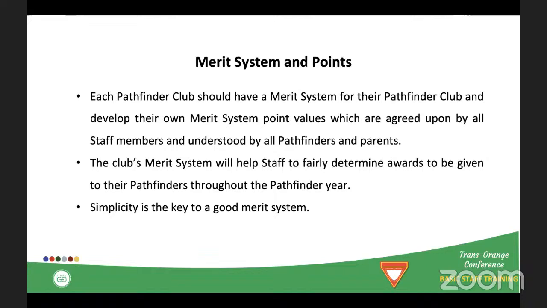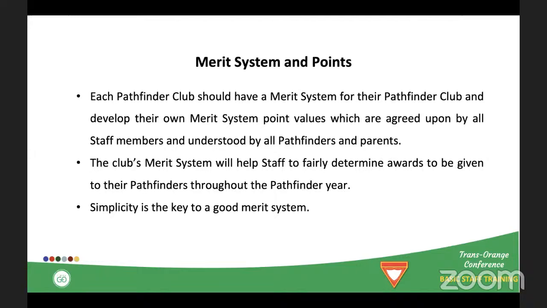So the merit system for one church may not be the same as for the other church. It is determined by the club leadership at that particular church. The club's merit system will help staff to fairly determine hours to be given to their Pathfinders throughout the Pathfinder year. Because you are not developing this merit system alone as a leader, you are working with your leaders, your Pathfinders, and your parents, then it becomes a standard for every child in that church, and everyone is aware of it.